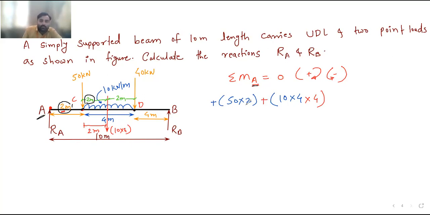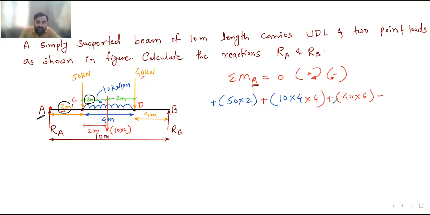Plus. Okay, so this is for UDL. Now again the force of 40 kilonewton. Here is the force of 40 kilonewton at point D and we are taking moment at point A. From point A, the total distance AD is 2 meter plus 4 meter, so 6 meter. So its moment will be 40 into 6 and it is positive.